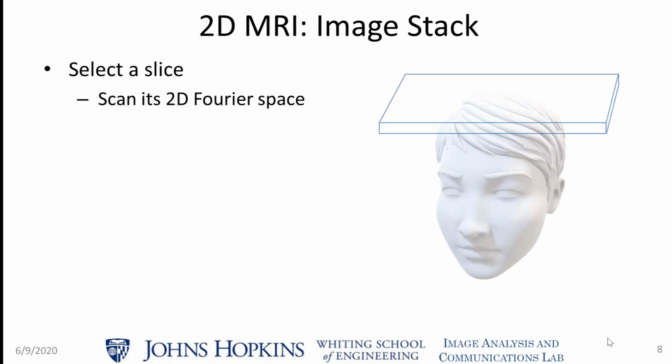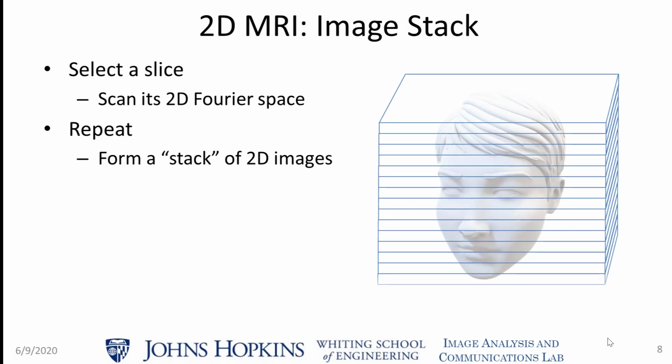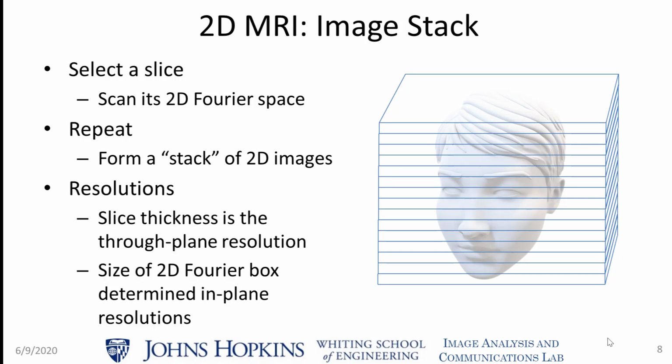2D MRI is different. This involves slice selection and then scanning in 2D Fourier space after selecting the slice. And then this is repeated and a stack of 2D images is formed. So we're talking still about a 3D volume. We're not talking about just two-dimensional images. We're talking about a 3D volume, but the acquisition is different. And as a result of that difference, the resolution and the way you think about resolution in 2D MRI is different. The slice thickness is, in fact, the through-plane resolution, and the size of the 2D Fourier box, in analogy to the size of the 3D Fourier box but in this case just 2D, determines the in-plane resolutions.